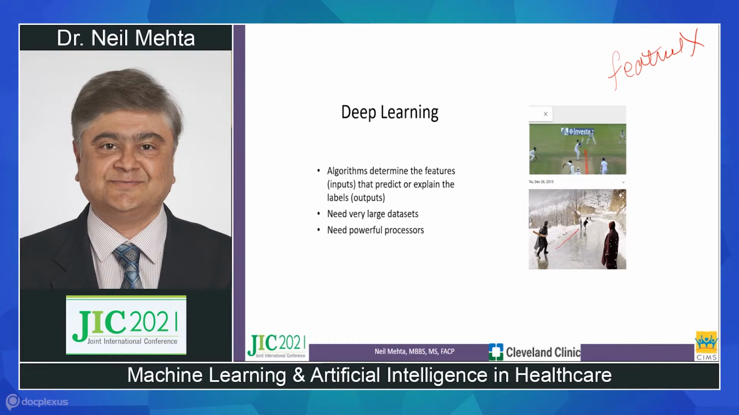And this is some kids playing cricket on an icy road in the Himalayas. And it is still able to understand that this is cricket, even though some of the other inputs like a circular field and 11 players don't fit. This is very, very powerful, but it needs very large data sets, and it needs very large and very powerful processors.